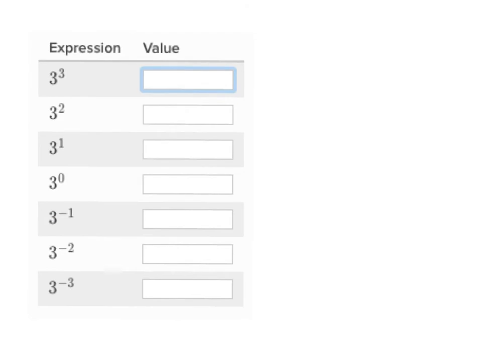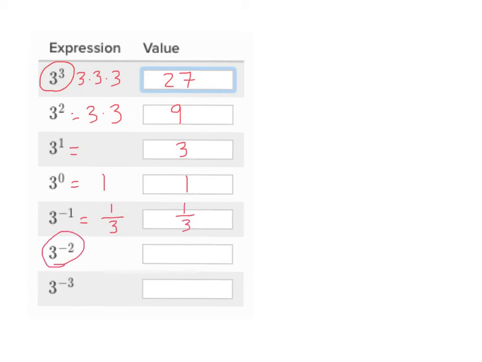Okay, so let's look at this little chart. And this chart's trying to get you to recognize a pattern. 3 to the 3rd power means 3 times 3 times 3, which is 27. Okay? 3 squared means 3 times 3, which is 9. 3 to the 1st power is just 3. 3 to the 0 power is 1, right? Now, 3 to the negative 1 means 1 over 3 to the positive 1, which is just 1/3. 3 to the negative 2 power, remember since the exponent's negative, that's the same as 1 over 3 to the 2nd power, which is 1 over 9. So right here I'll put 1 over 9.